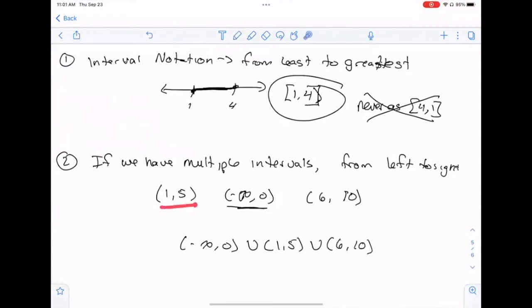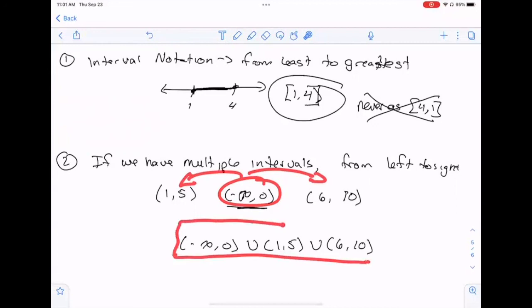And for all of these types of solutions, they will never overlap. Notice how from -∞ to 0 will not overlap with 1 to 5, will not overlap from 6 to 10. And so when we write them, we get a solution that is completely disjoint, where this interval and this interval and this interval have no common values. So we put the union in between them.